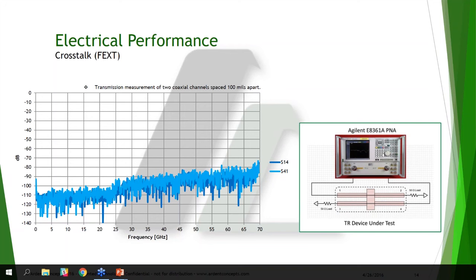And you're looking at better than minus 70 dB through 70 gigahertz, really minus 80. So when you add a printed circuit board, a lot of that goes away, but this is fairly decent from the cable perspective and the interface perspective.